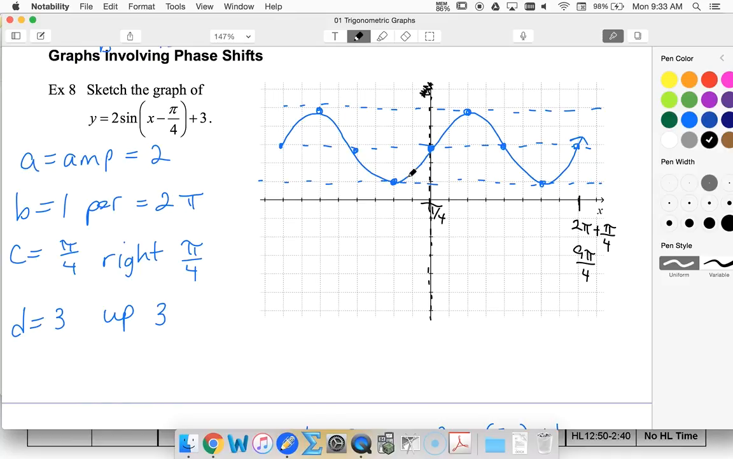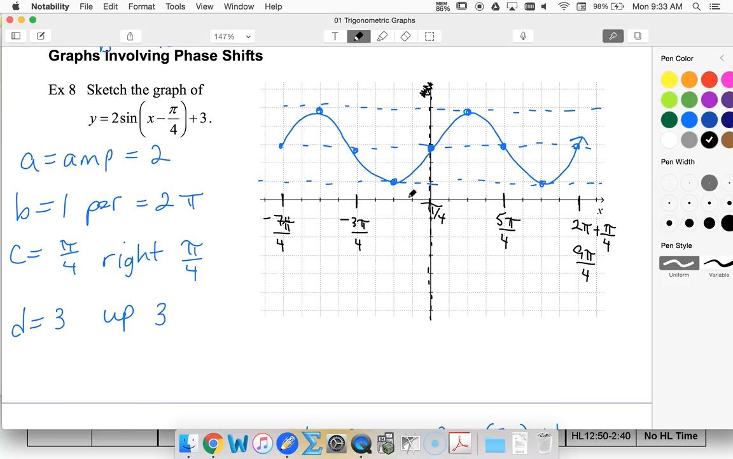That means that halfway through is a distance of pi. So from here to here, I've gone pi, so this must be 5 pi over 4, because pi over 4 plus pi. Coming back the opposite way, this is a distance of pi, so now I've subtracted pi, so this is negative 3 pi over 4. And over here, I'm going to have negative 7 pi over 4.